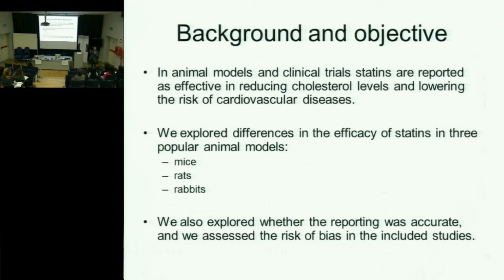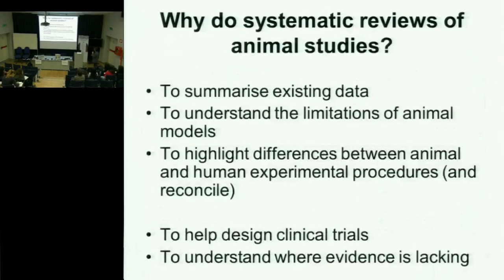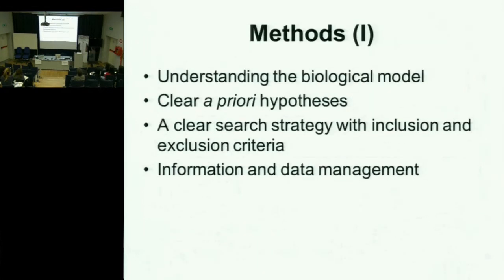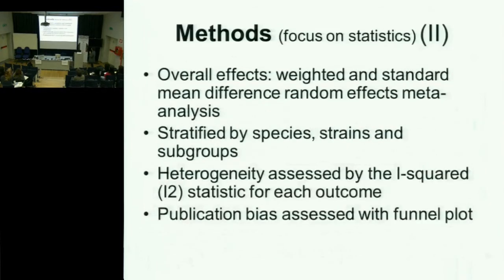So from now on, for quite a few slides, I cover some methods, and then I go on to the results of the meta-analysis, and then I go deeper into the methods. I'm not a basic researcher, so I try to simplify for myself. Okay, that's my limit. So we use systematic reviews. Why? To summarize existing data, to understand the limitations of animal models, and to highlight differences between animal and human experimental procedures. And then, usually in human studies, we want to help the design of new clinical trials that may be a bit different from animal studies. And here we have a classic systematic review.